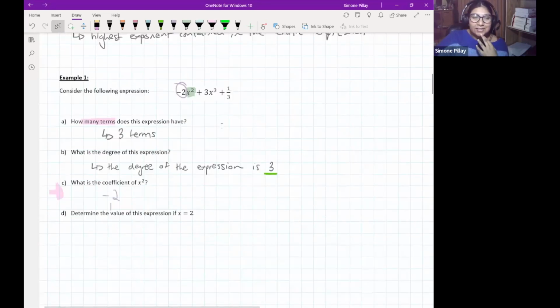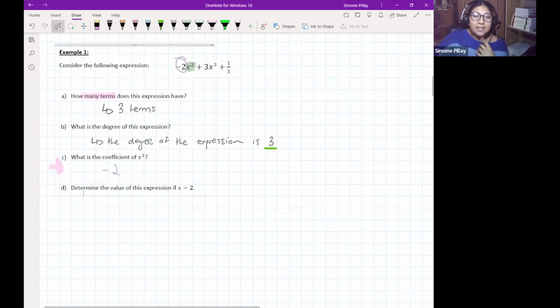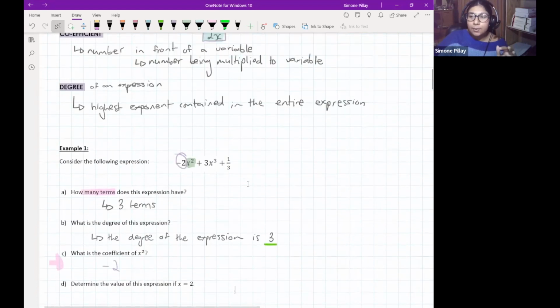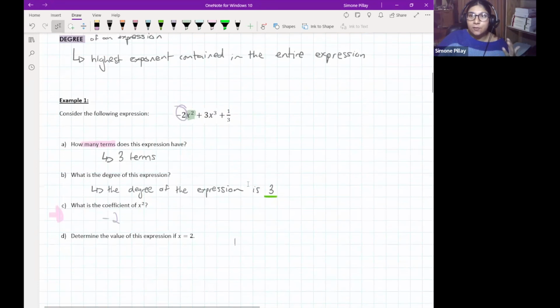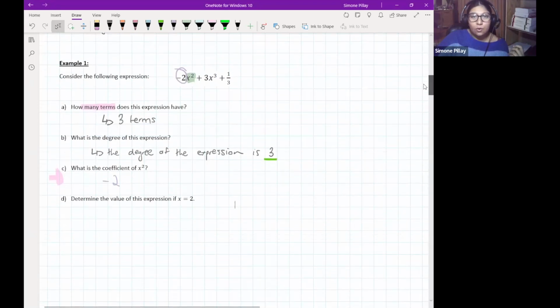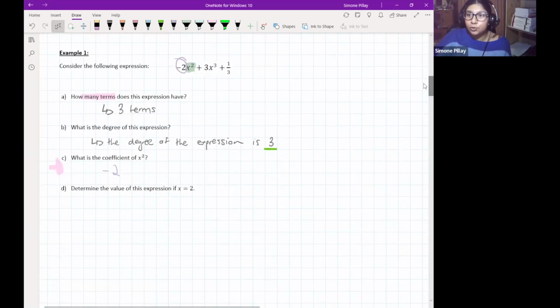Alia has given us the answer as well. And then it says, determine the value of this expression if x is equal to 2. Now, remember, these variables that we have are things that can change. So x could be 2, or it could be 5, or it could be 7. For example, think of something in life that could change.